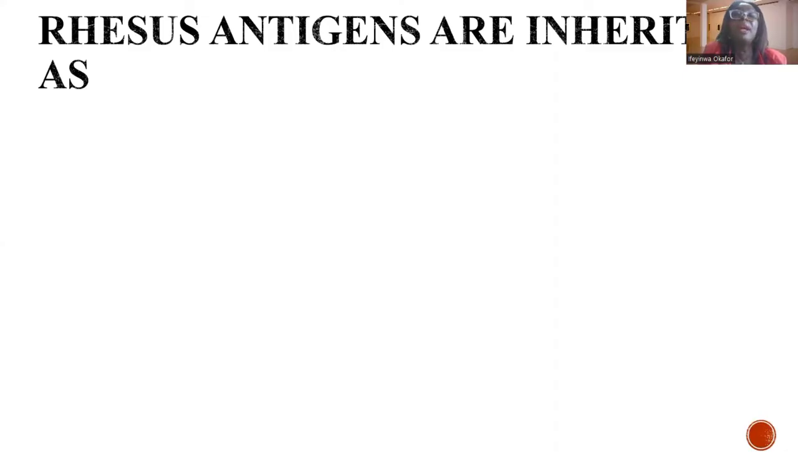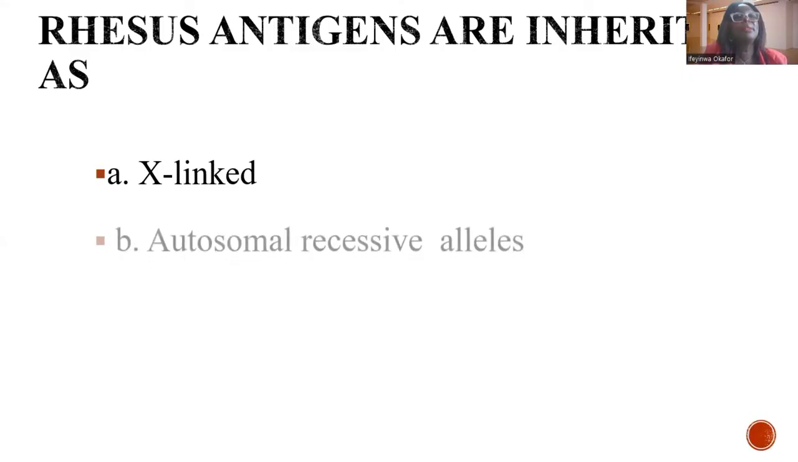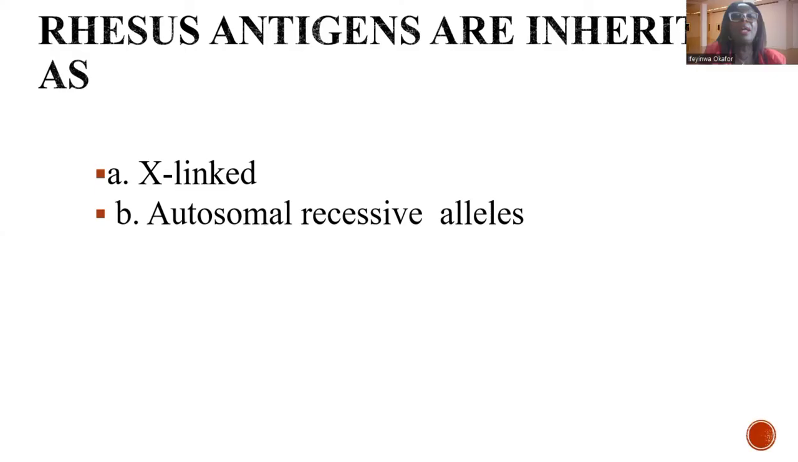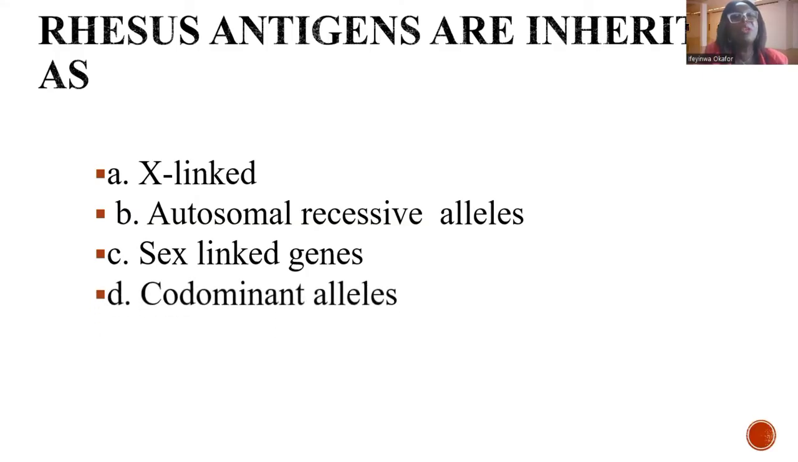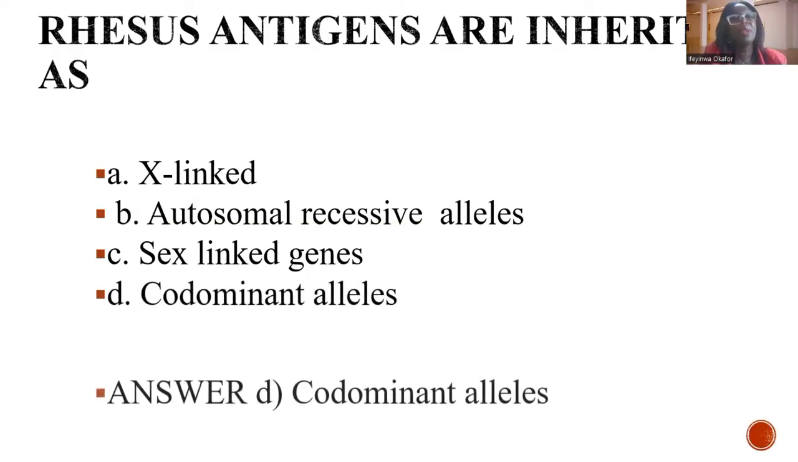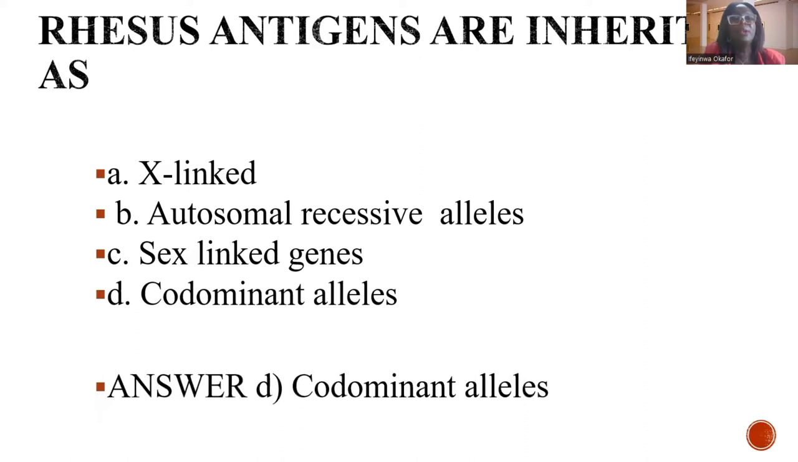Rhesus antigens are inherited as: A, sex-linked autosomal recessive alleles, sex-linked genes, co-dominant alleles. Answer D, co-dominant alleles.